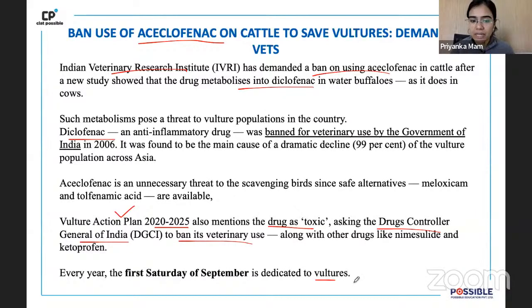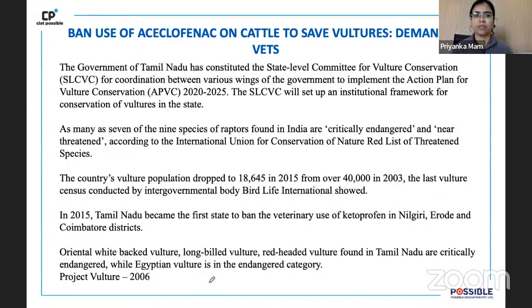Baki vultures की अगर हम बात करें, then the first Saturday of September of every year is celebrated as a day which is dedicated to vultures and the conservation of vultures. It happened on the 3rd of September in this particular year. Otherwise, first Saturday of every September. बाकी गवर्नमेंट ऑफ तमिलनाडु ने क्या किया है, एक स्टेट लेवल कमिटी फॉर वल्चर कंजर्वेशन बना दी है, ठीक है, to put together an action plan for vulture conservation. Fine, as many as 7 out of the 9 species of raptors found in India are critically endangered or near threatened. ठीक है, so which is really really bad.